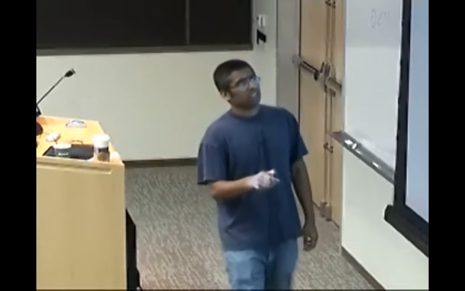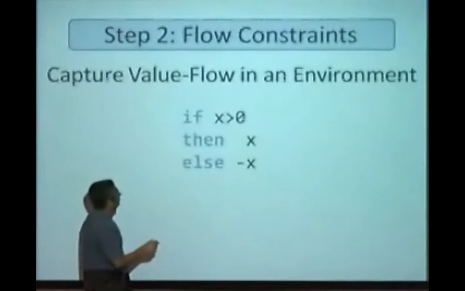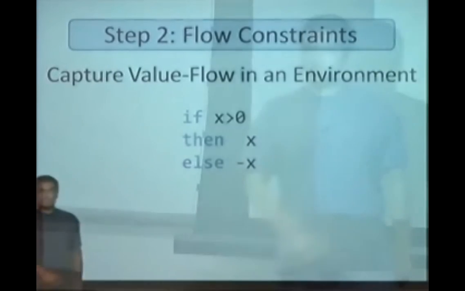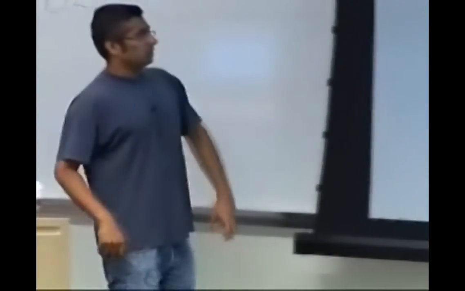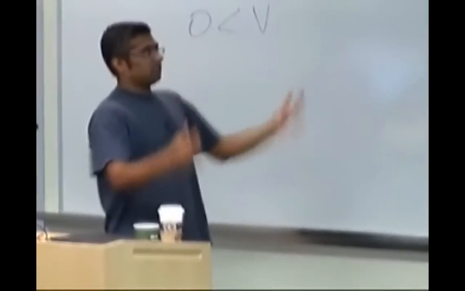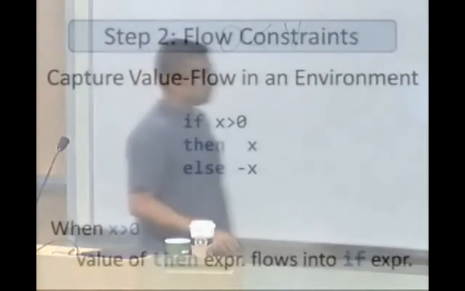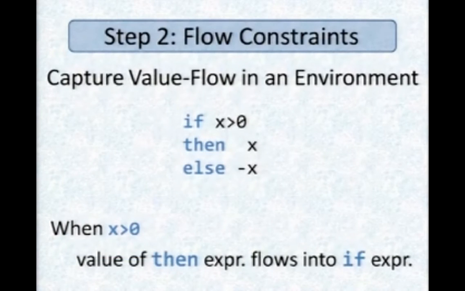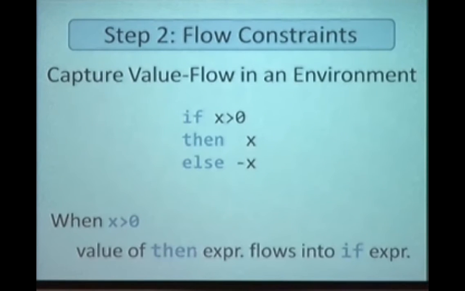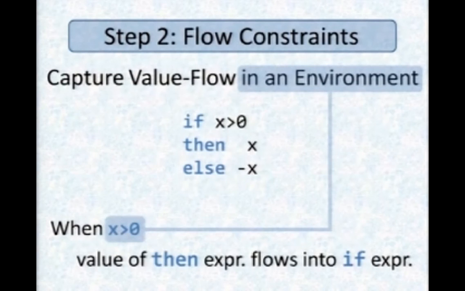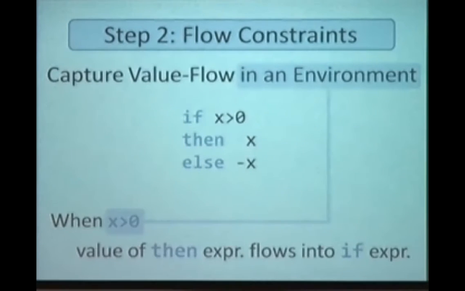Okay, so consider this expression: if x is greater than 0, then x, else minus x. What is the type, what are the values that are described by this whole expression? Well, when x is greater than 0, I'm going to pick up the value of the then expression. When x is greater than 0, the value of the then expression flows into the if. So under the environment where x is greater than 0, the then expression flows into the if.